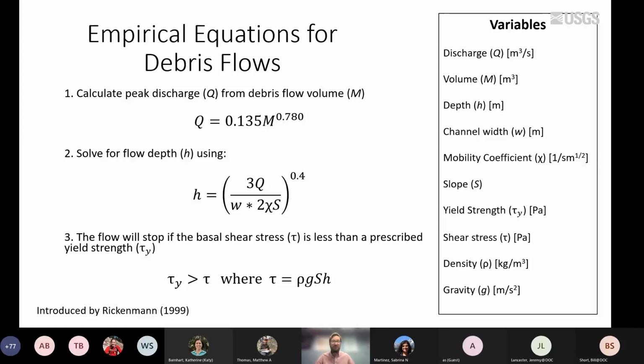So the first relates peak debris flow discharge to the input volume, which is M, using empirical coefficients that were calculated by Rickenmann in 1999. Then using a series of relationships that relate debris flow discharge to velocity and channel width and depth, we can derive this second equation here. So this calculates flow depth as a function of debris flow discharge, channel width, the flow mobility coefficient introduced in Rickenmann, and topographic slope. So the model calculates a flow depth at every cell on the landscape using this relationship here.